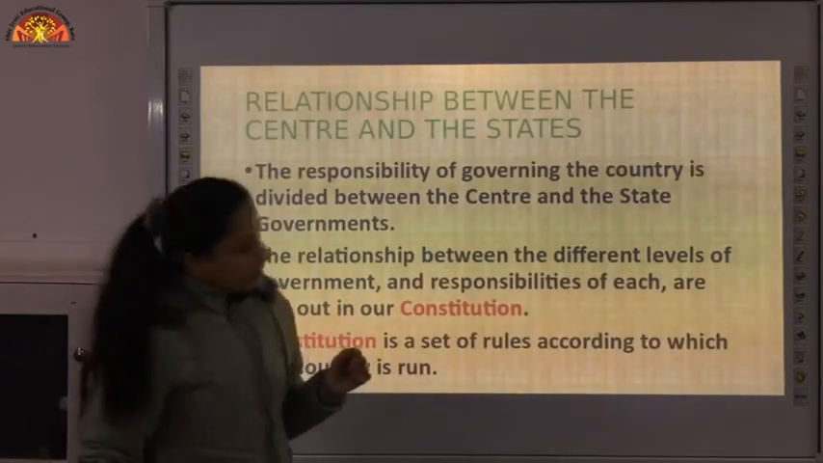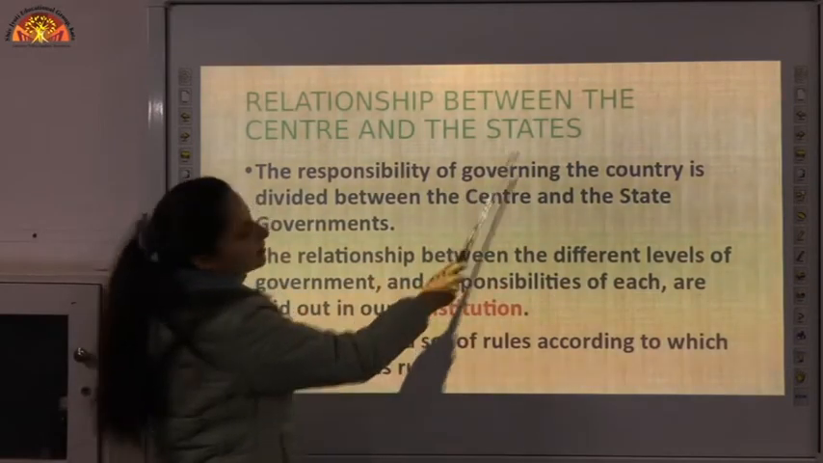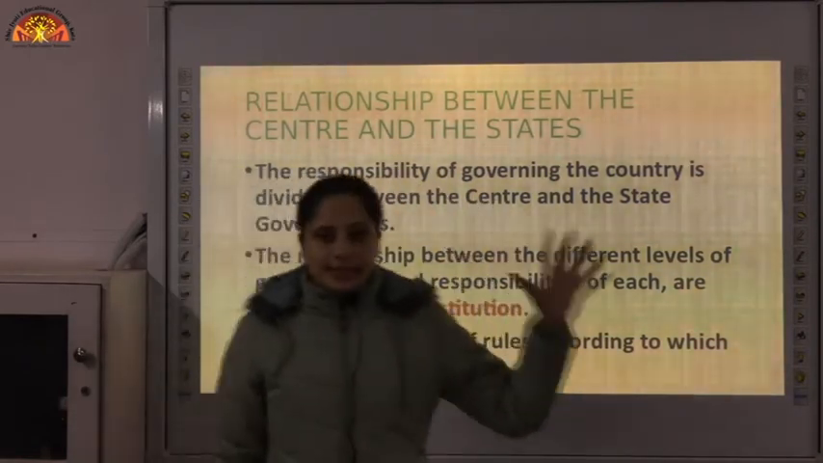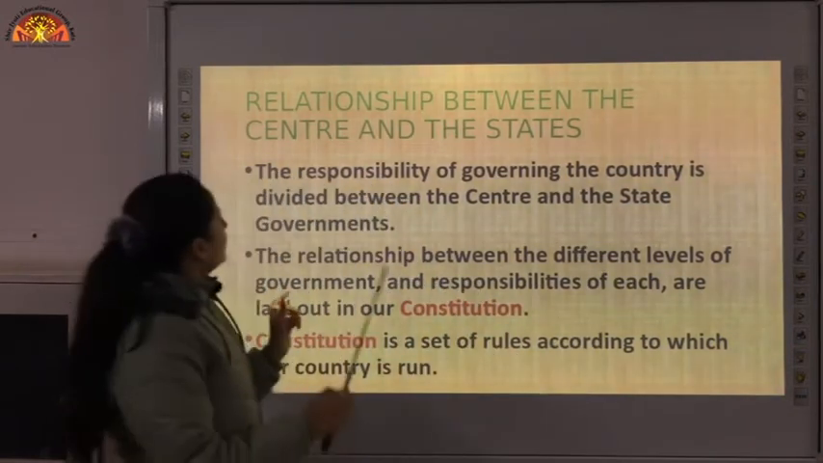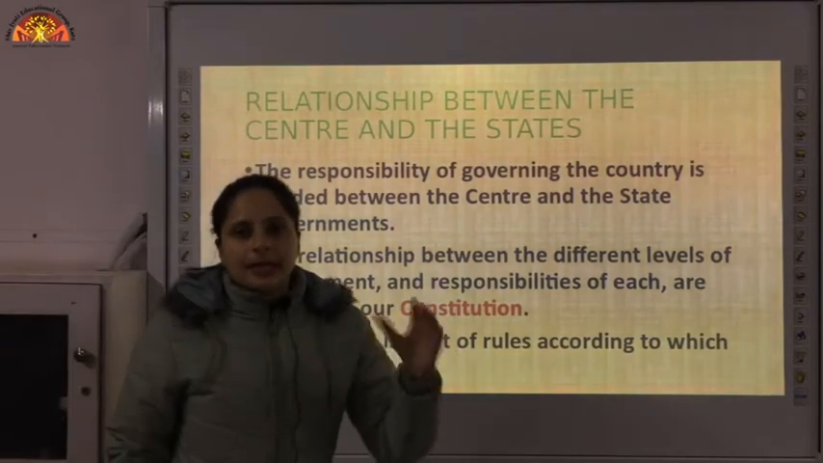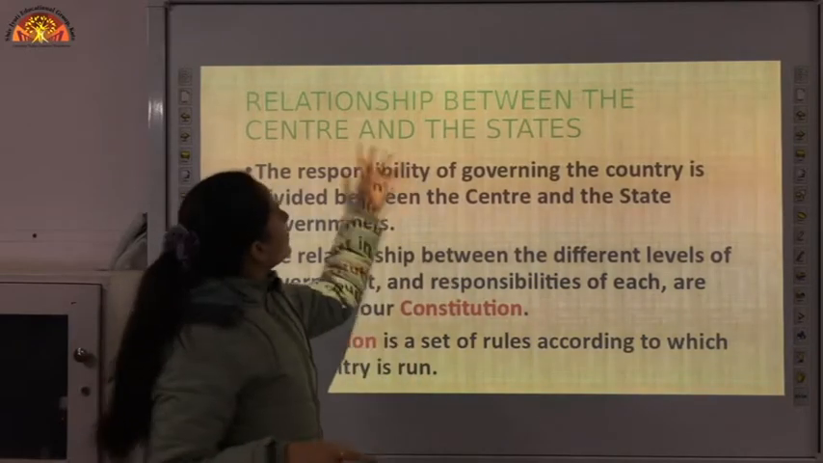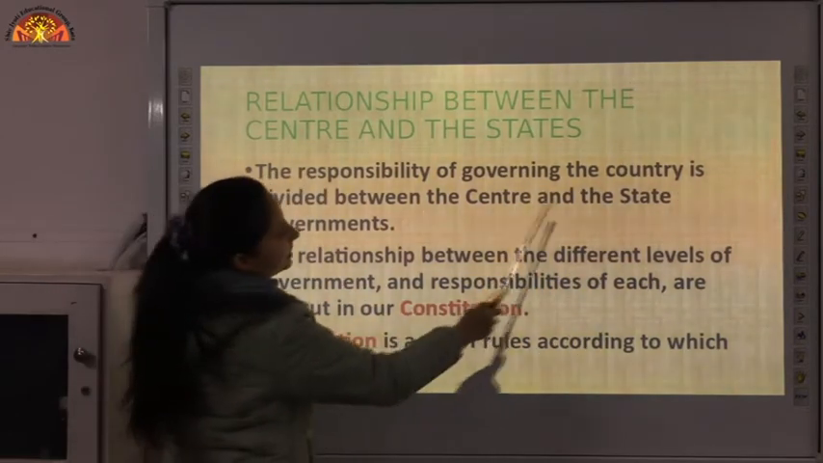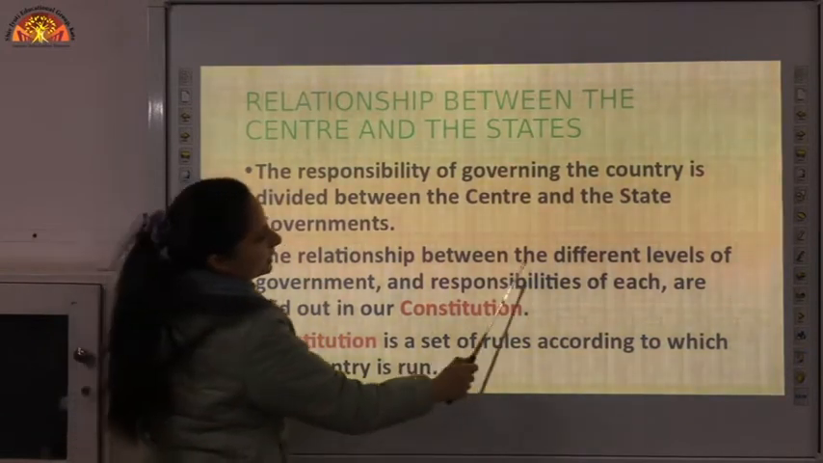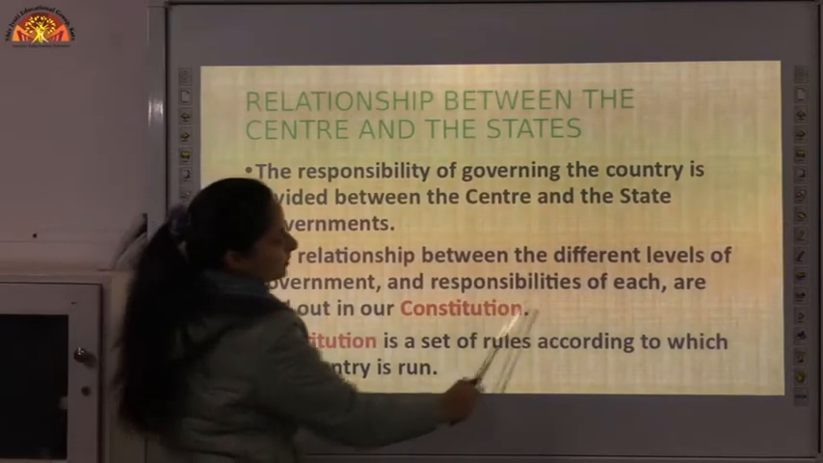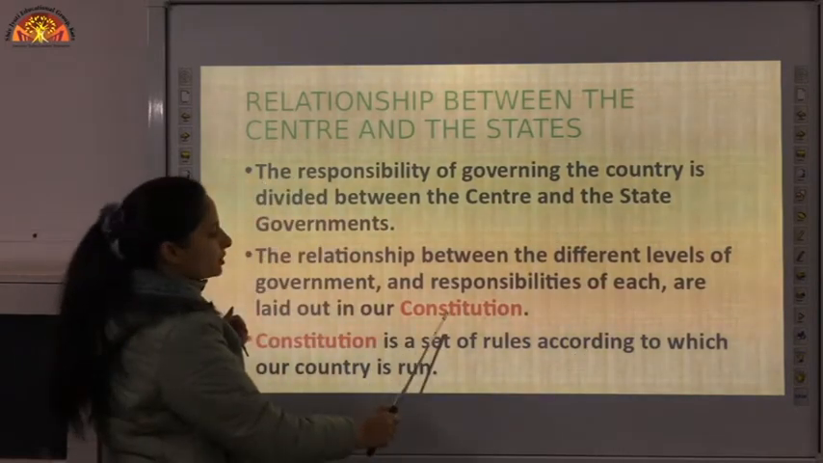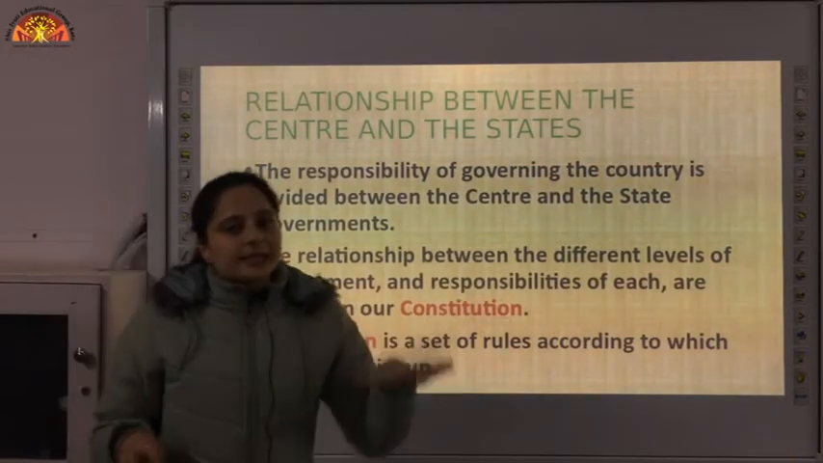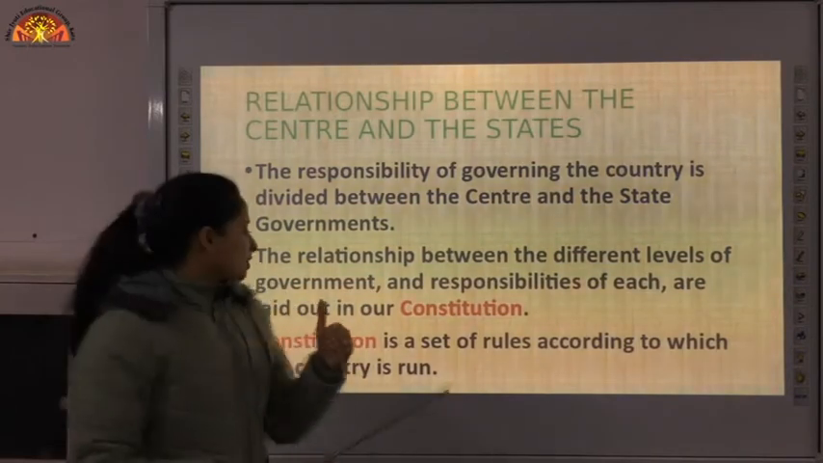Now, the next topic is the relationship between the center and the states. The responsibility of governing the country is divided between the center and the state governments, and certain responsibilities, like the defense of our country, are divided between the center and the states. The relationship between the different levels of the government and the responsibilities of each are laid out in our constitution. Now, what is the constitution?